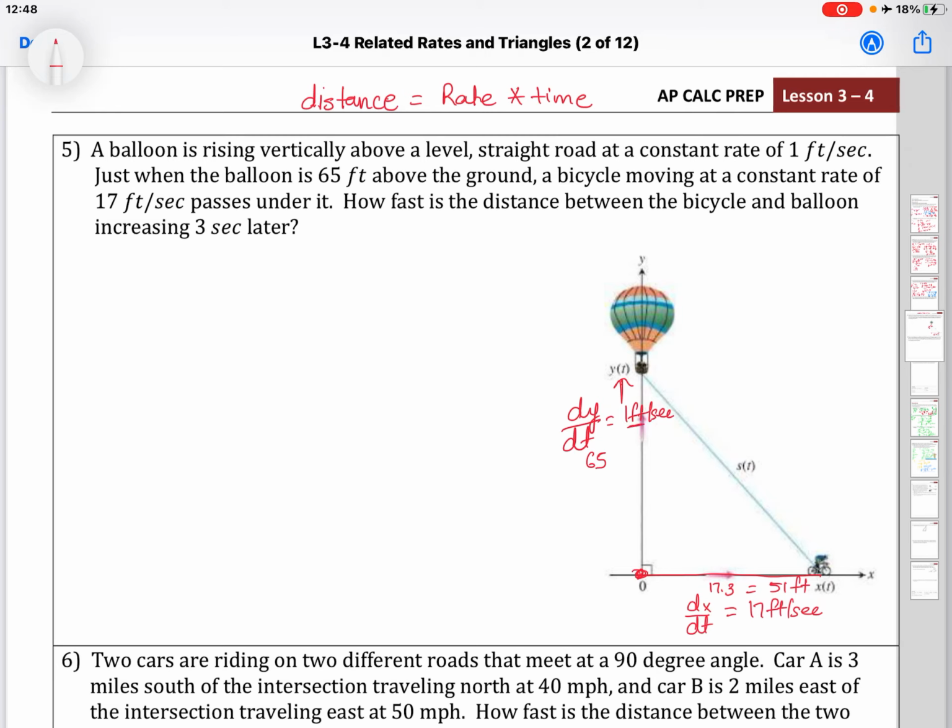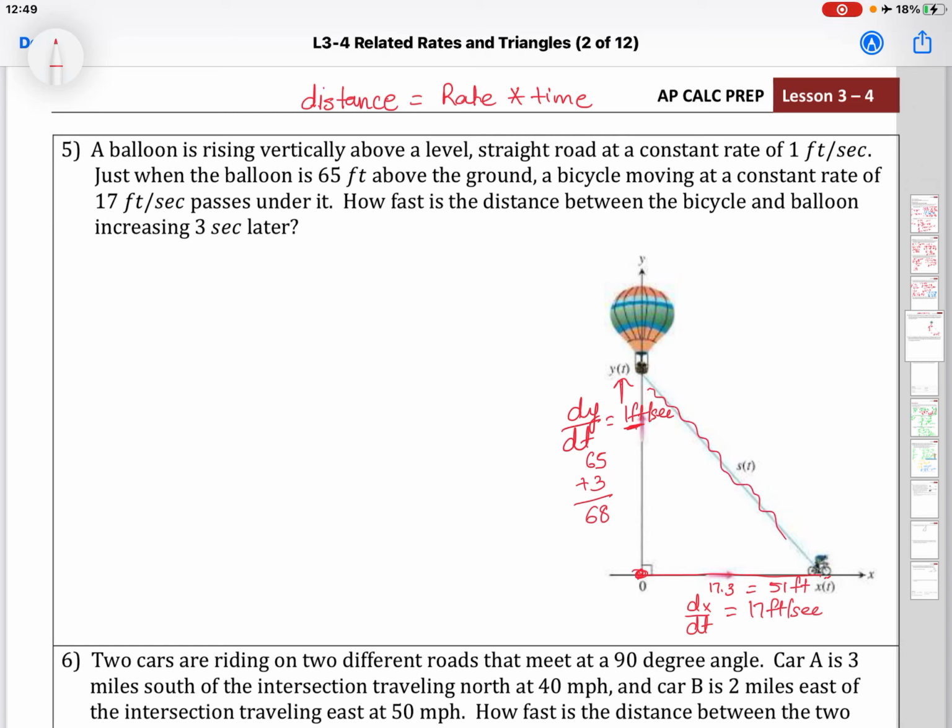Similarly, when he was right here, your balloon was at 65 feet. And your dy/dt is 1 feet per second. So 3 seconds later, how much would it rise? Plus 3. So total of 68. So when he has traveled 51 feet, the balloon is at a height of 68 feet from the ground. Does that make sense? Right?